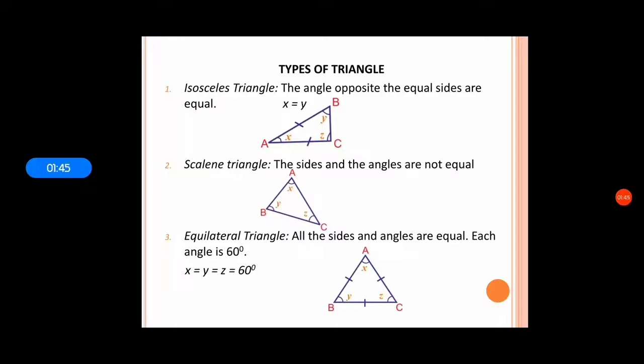Then the second one is called scalene triangle. In this triangle, the sides and the angles are not equal. All the sides and the angles are not equal. They are longer than one another.